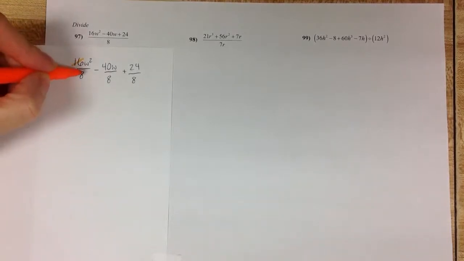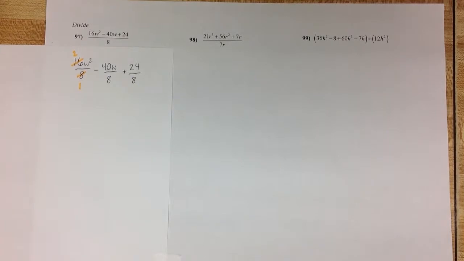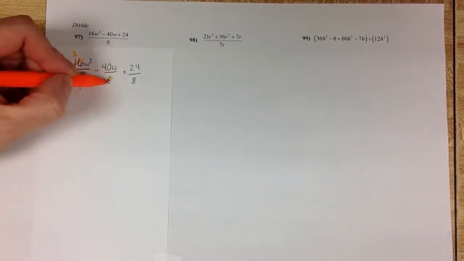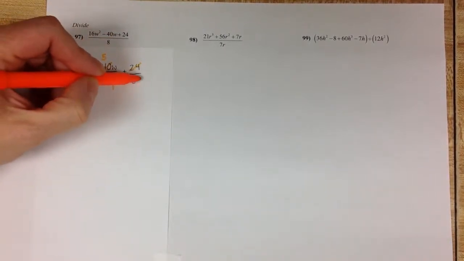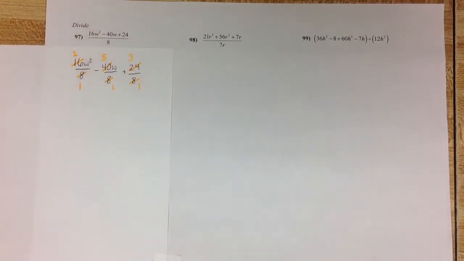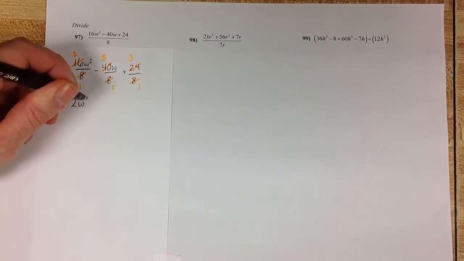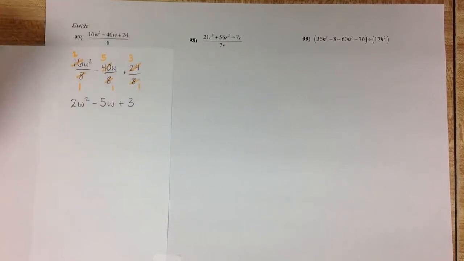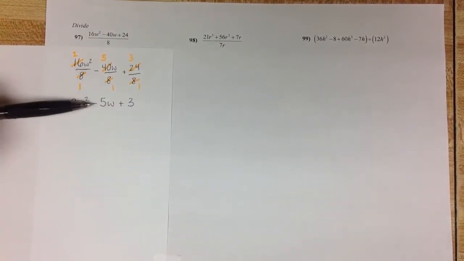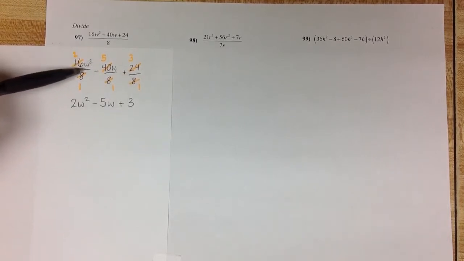So this 16 and 8 can reduce to a 2 and a 1. This 40 and 8 can reduce to a 5 and a 1. And this 24 and 8 can reduce to a 3 and a 1. So our whole denominator went away since each of our terms was divisible by 8, leaving us with 2w squared minus 5w plus 3. Notice that the signs stay and the variable parts also stay.